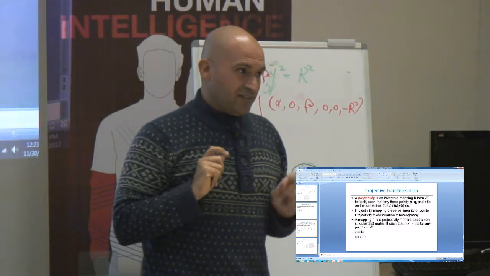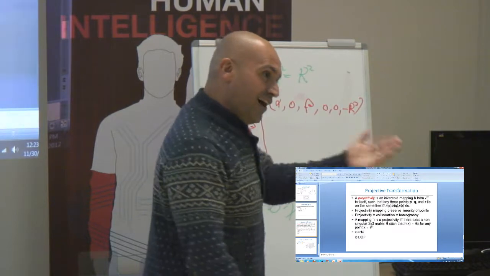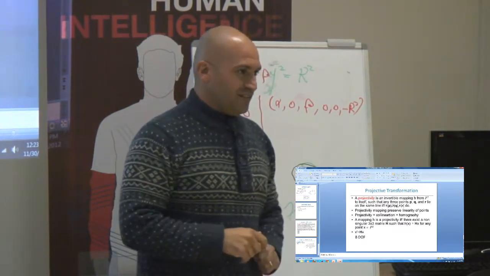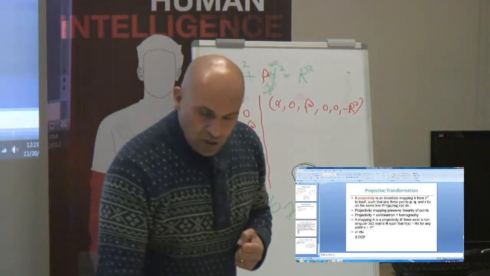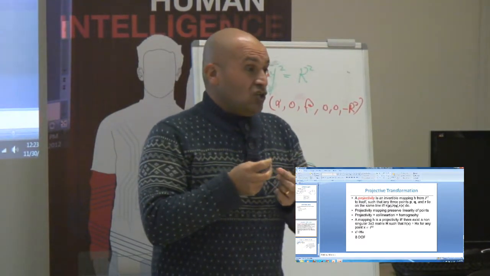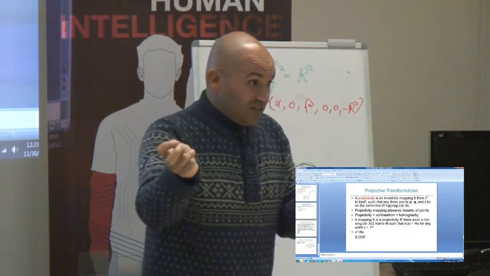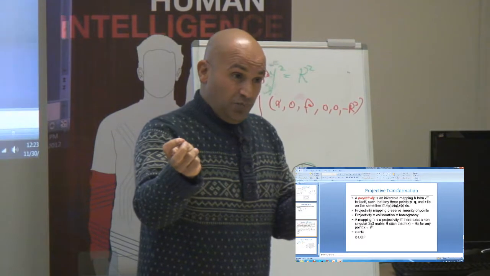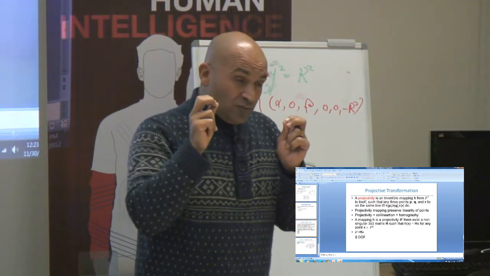The same line? Yes. Because a line will be mapped to another line, but not necessarily the same line. So what we get, again, is that a projectivity is a projective transformation which maps a point in the P space, or P2 space, to a point. It's called projectivity.